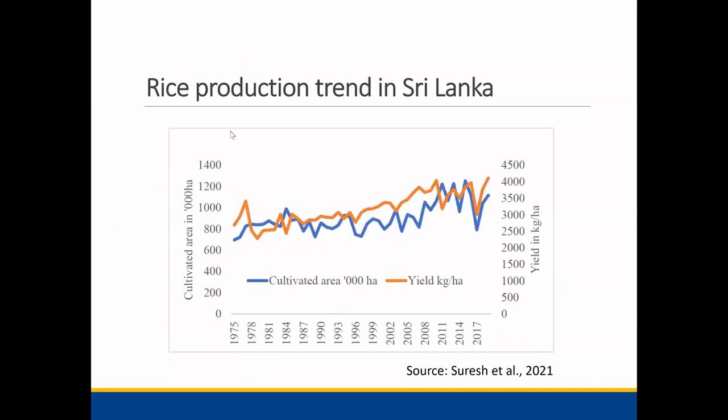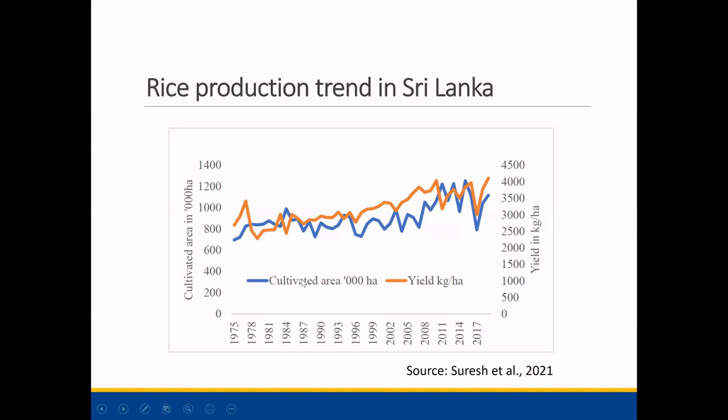So let's come to our situation. What kind of production trend do we have in Sri Lanka? I have taken this figure from a published work, so let's try to understand it. Here you see there are two axes on the y-axis. The primary y-axis shows the cultivated area in 1,000 hectares, represented by this blue line.